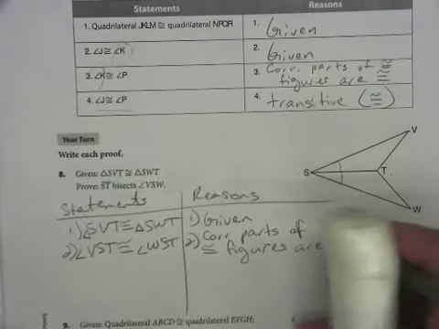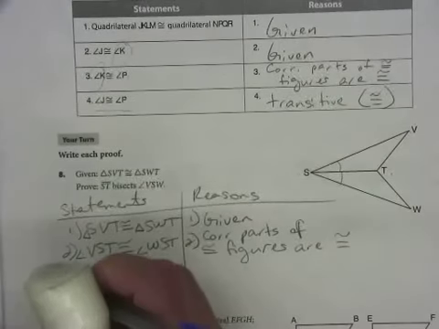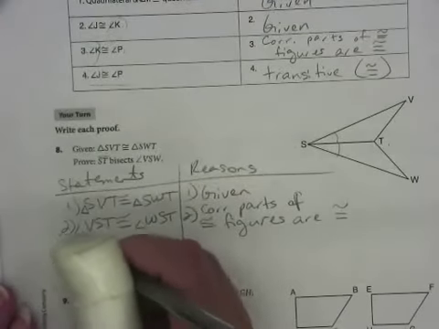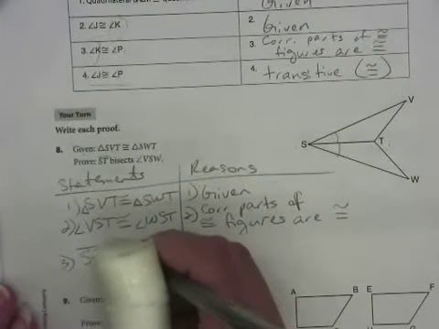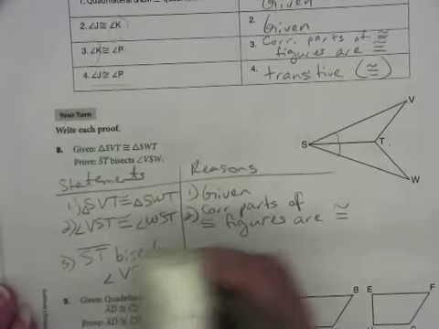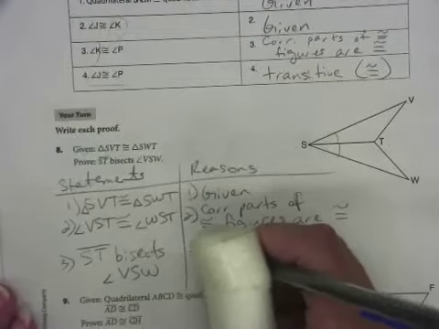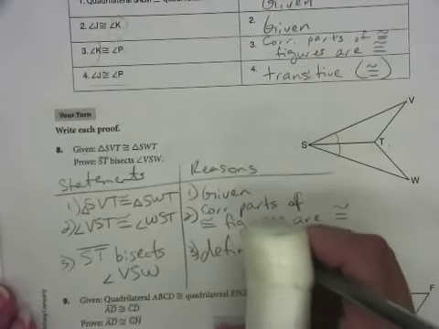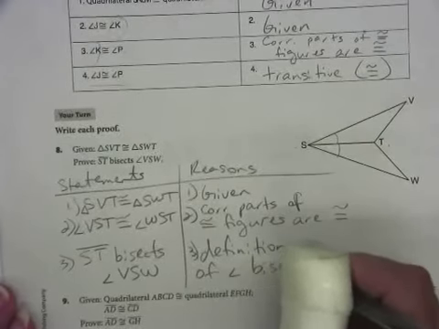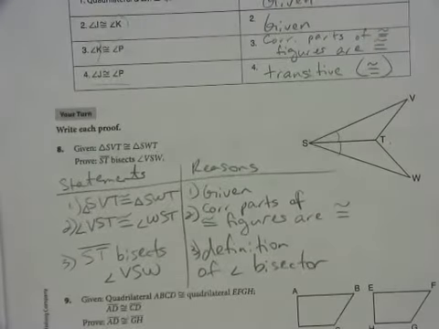And once again, my reason is that corresponding parts of congruent figures are congruent. And now I can close my proof out. I can say that ST bisects angle VSW.